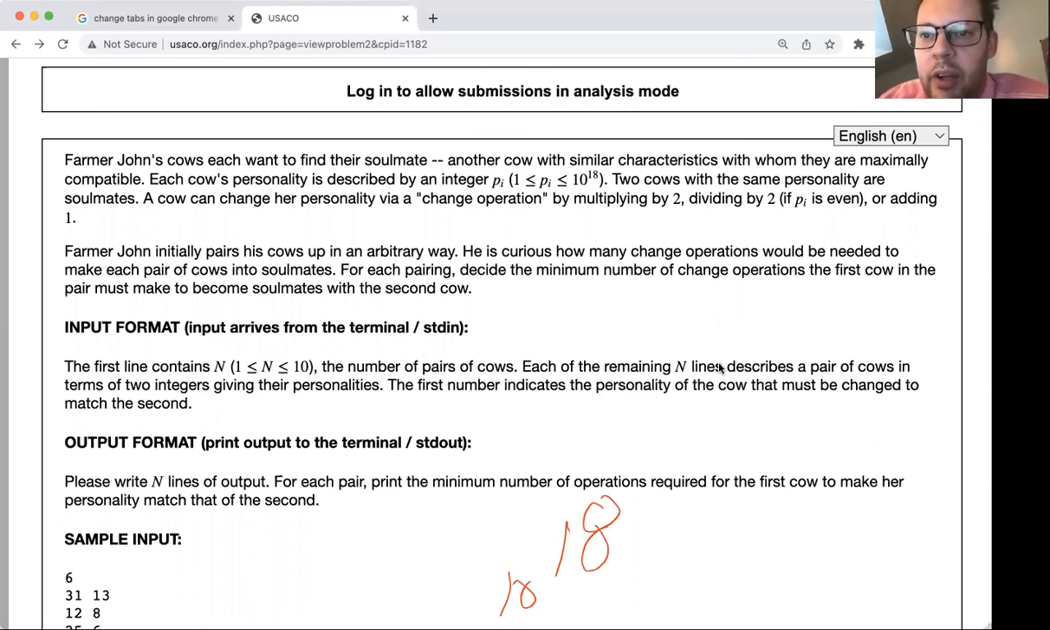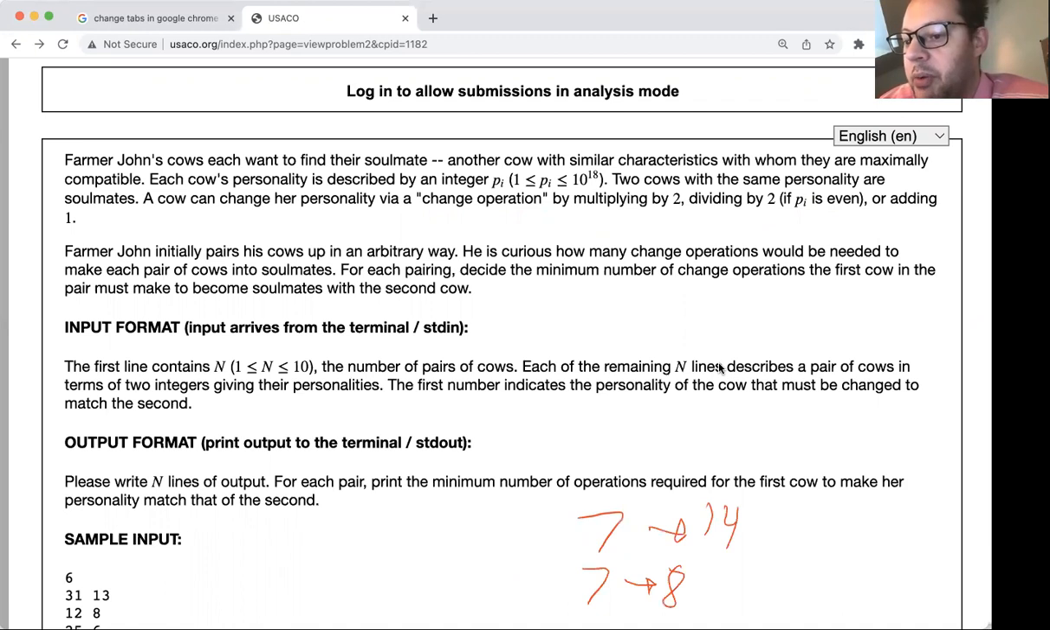Okay, a cow can change her personality via a change operation by multiplying by 2, dividing by 2 only if pi is even, or adding 1. So given some number, for example 7, we could multiply that by 2 to turn it into 14. We cannot divide it by 2 because it's not even, but we could add 1 to it. So I could go from 7 to 8, and then if I was at 8, I could divide by 2 and get 4. And then I could divide by 2 again and I get 2.